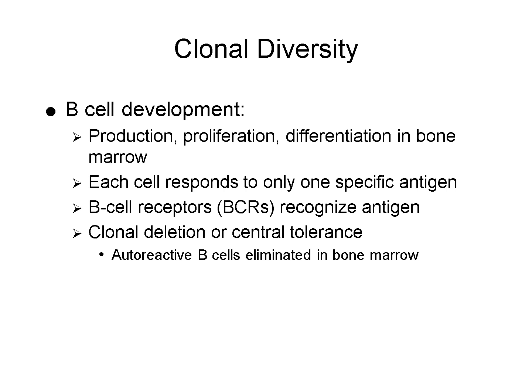B cells develop in the bone marrow. During this time, they undergo production, proliferation, and differentiation. Each B cell forms a unique receptor that recognizes a specific antigen. If a B cell reacts against the body's own tissues, it is eliminated in the bone marrow through a process called central tolerance. This is essential to prevent autoimmunity.